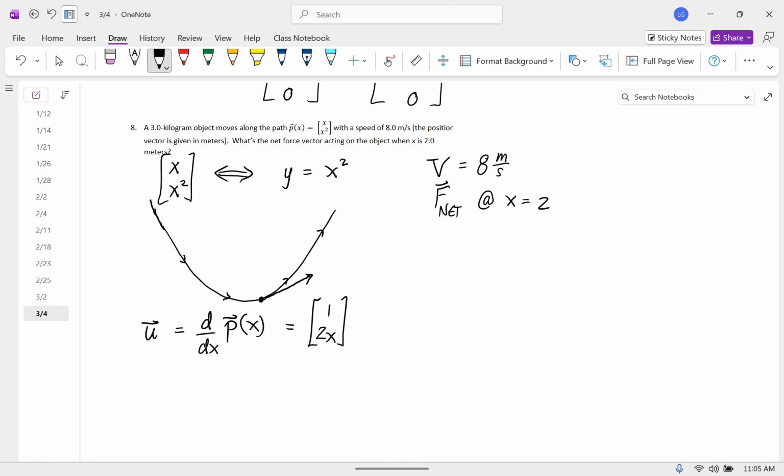Yep. Vector u, you chain rule that, right? You just didn't show that. No, I did not. I just took the derivative with respect to x because, if you have position parametrized, you just take the derivative with respect to whatever your parameter is, and it gives you something tangent to the path in the direction of the parameter increasing.